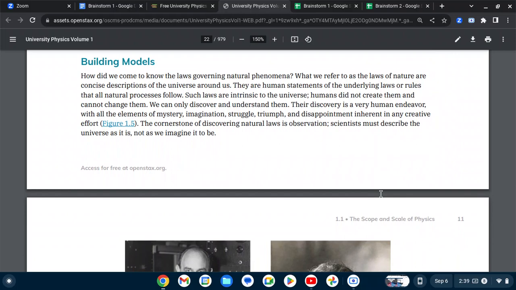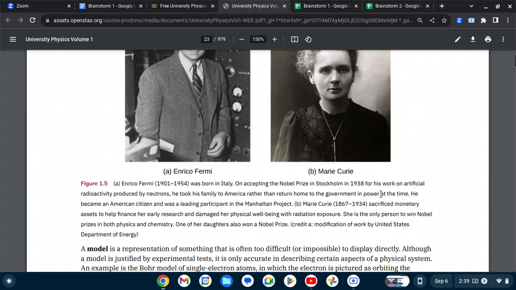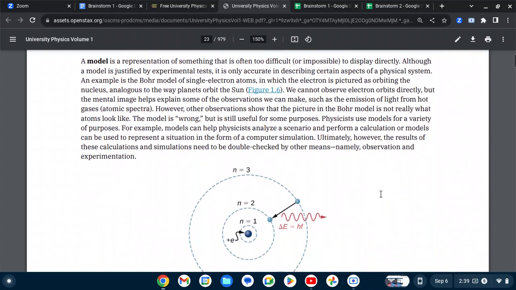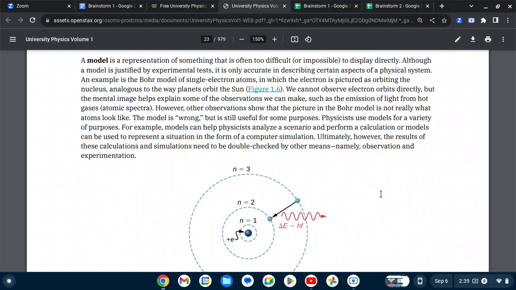Their discovery is a very human endeavor, with all the elements of mystery, imagination, struggle, triumph, and disappointment inherent in any creative effort. The cornerstone of discovering natural laws is observation. Scientists must describe the universe as it is, not as we imagine it to be. A model is a representation of something that is often too difficult to display directly. Although a model is justified by experimental tests, it is only accurate in describing certain aspects of a physical system.